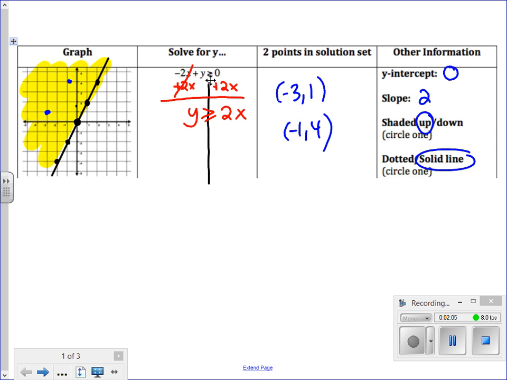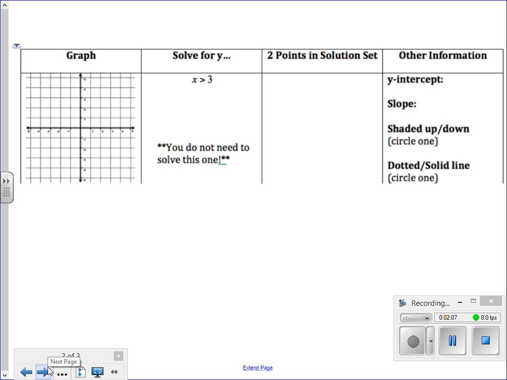All right, the next problem I'm going to do is the top problem on the back. I don't even need to solve this one. It's x is greater than 3. You should remember that this is a vertical line. X is greater than 3 cuts through the x-axis. A vertical line has no y-intercept because it's not going to cut through the y-axis, and the slope is undefined.